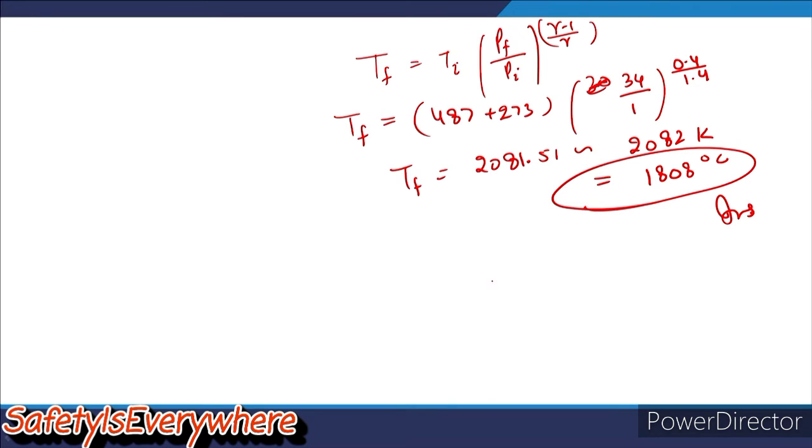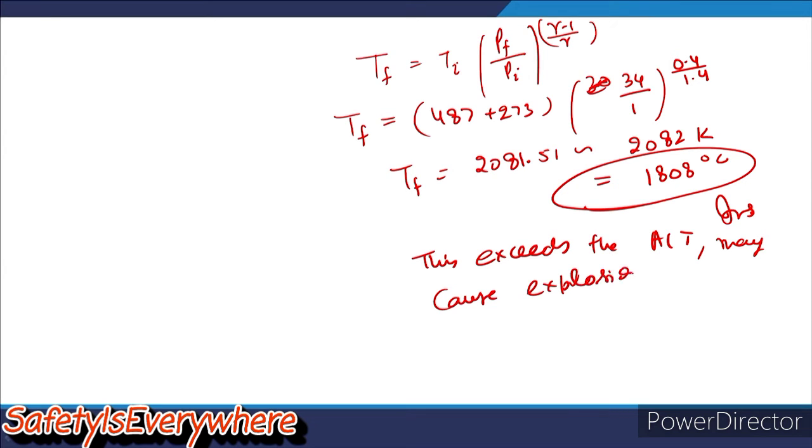Now, because the auto ignition temperature is 487, this temperature exceeds the AIT and may cause an explosion. So, you need to take precautionary measures. This is a theoretical and basic thermodynamic problem.